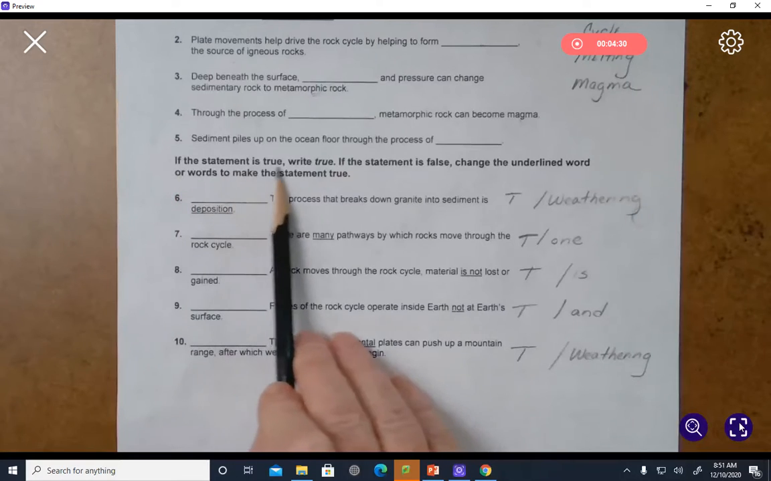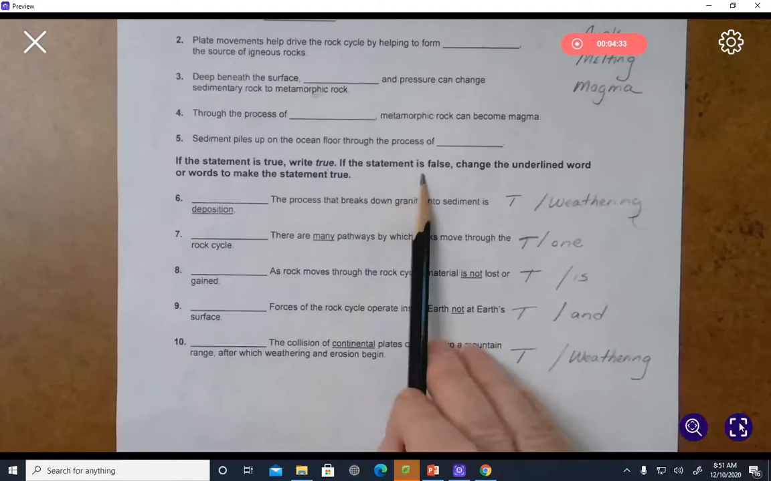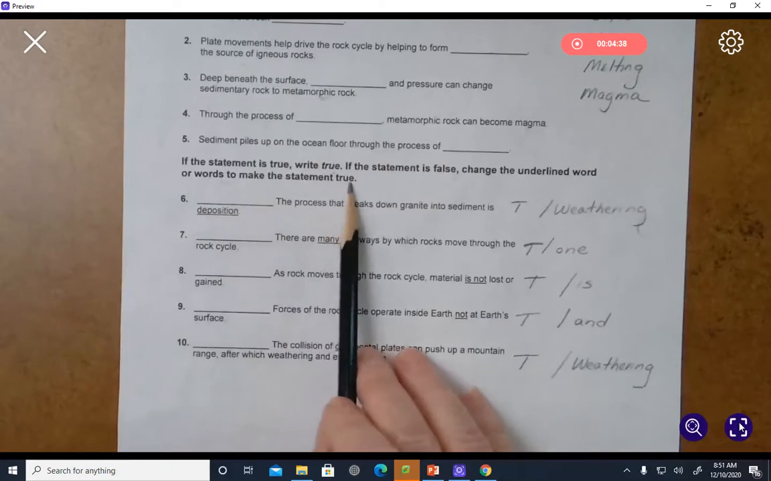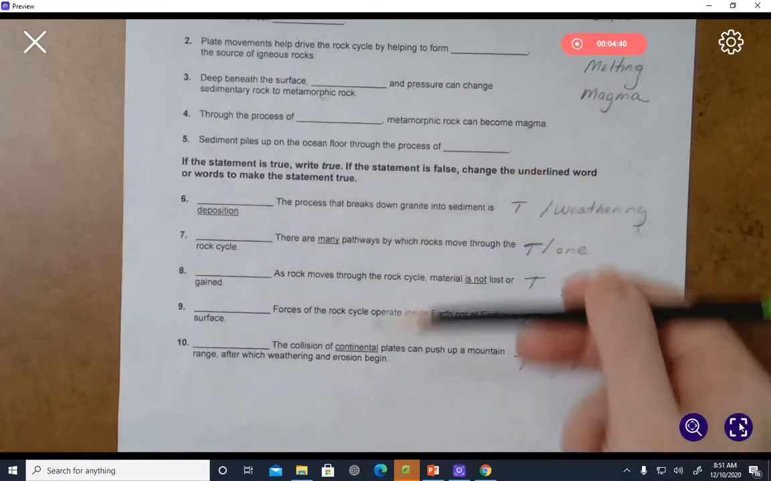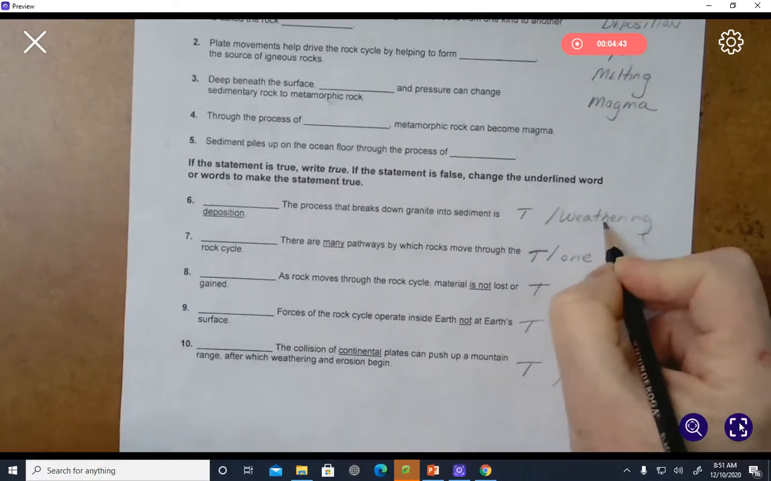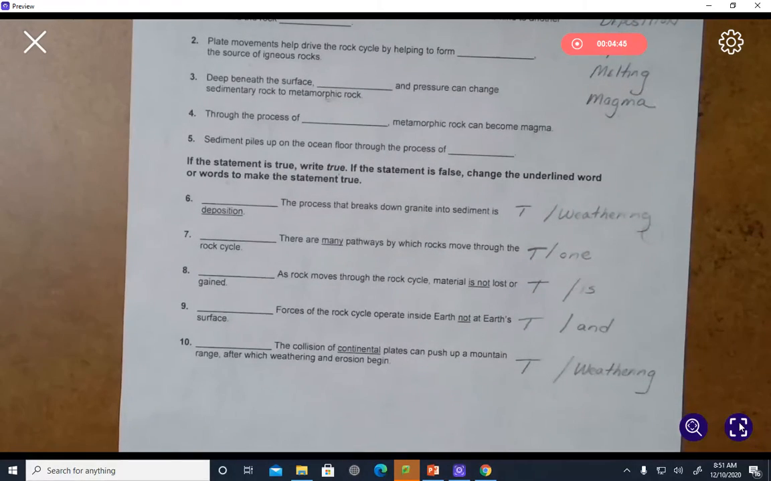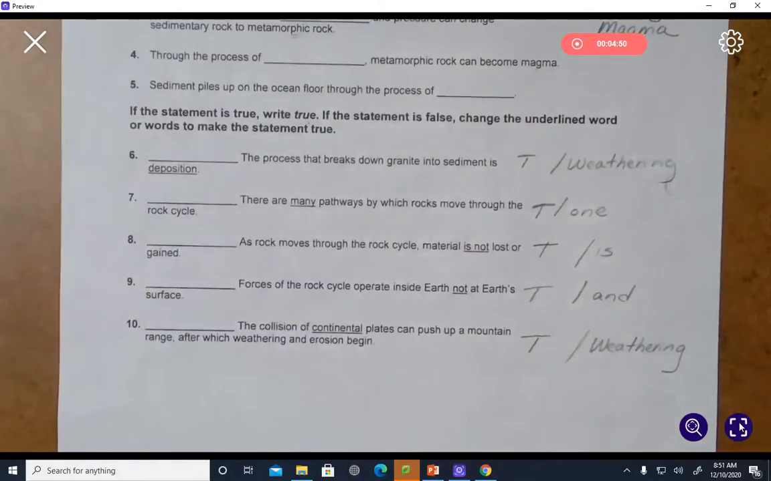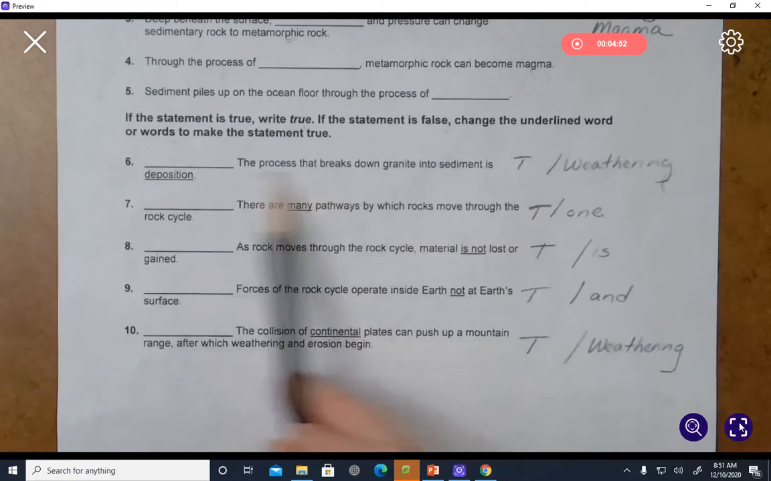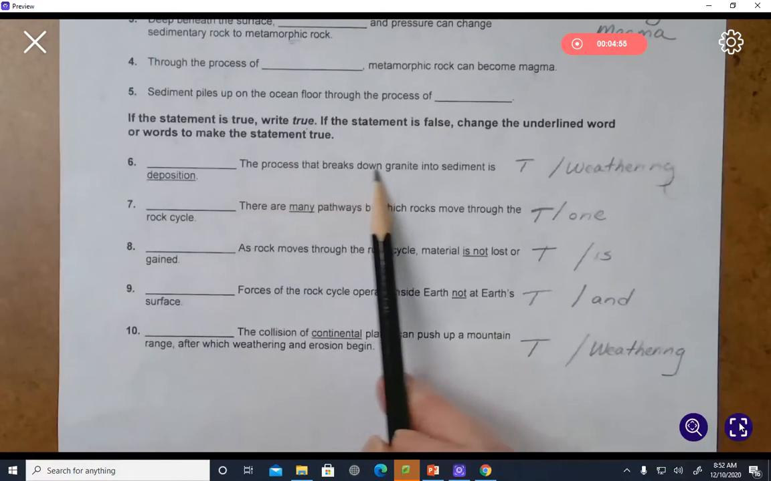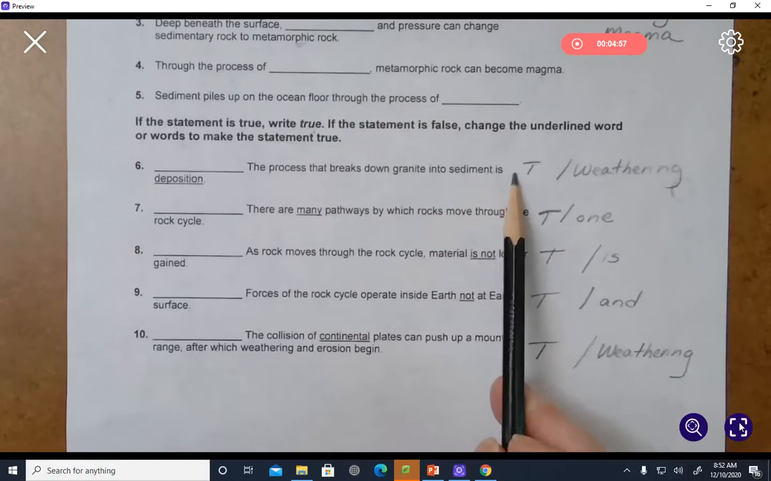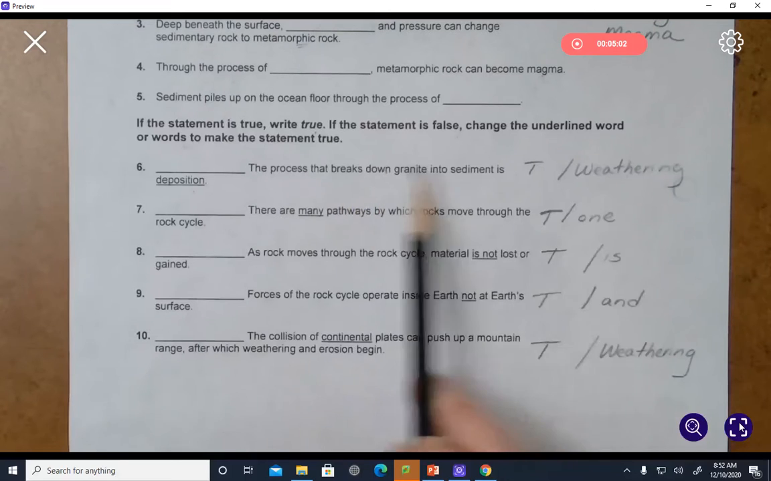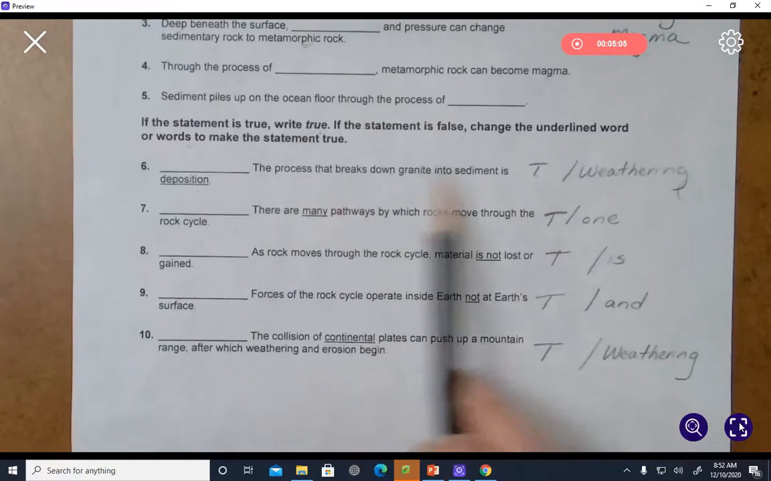Remember, if the statement is true, write true. If the statement is false, change the underlined word or words to make the statement true. So the statements are either true or the word that I've provided for you. Let's see how much closer I can get. There we go. The process that breaks down granite into sediment is deposition. If deposition is breaking down, then it's true. If it's not, then it is weathering.